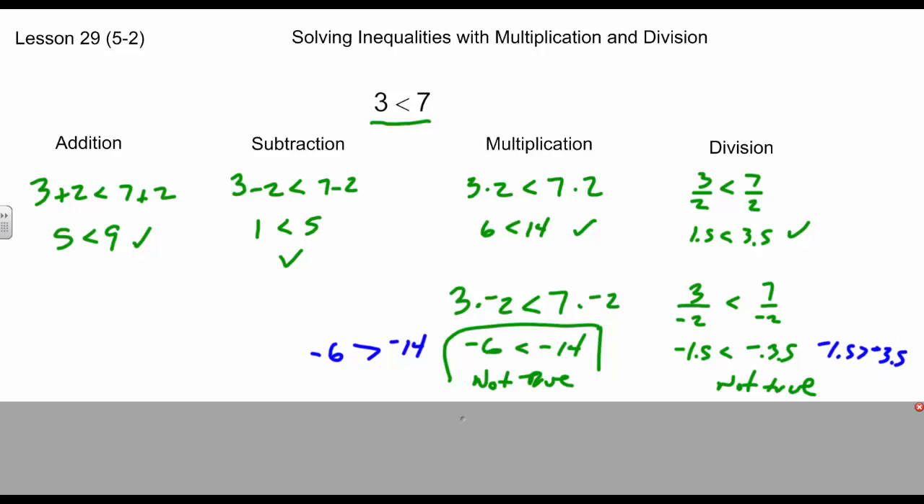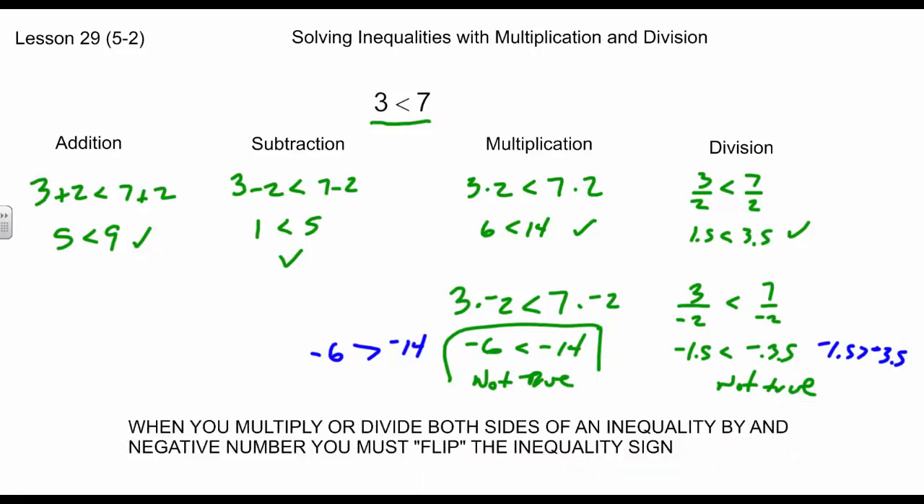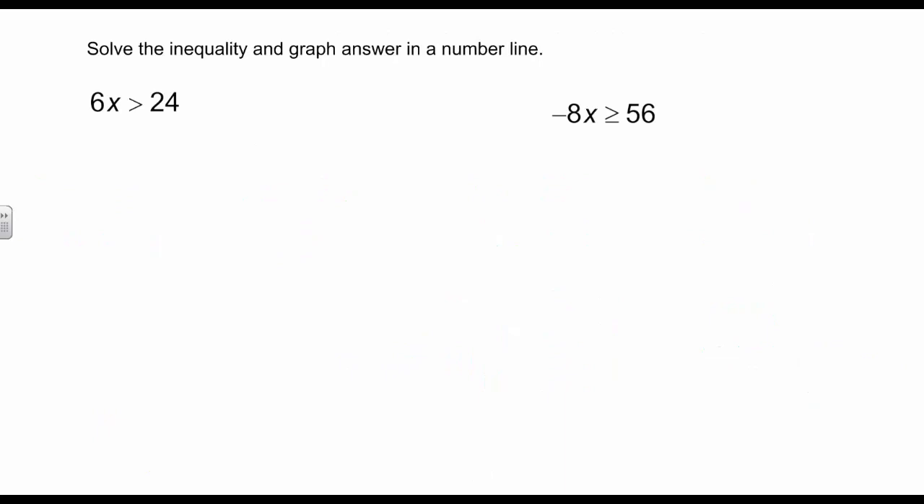So we now have a rule that states when you multiply or divide both sides of an inequality by a negative number, you must flip the inequality sign, or change the direction of it. So multiplication and division with positive numbers hold true under inequalities, but multiplication and division with negative numbers do not hold true with inequalities.